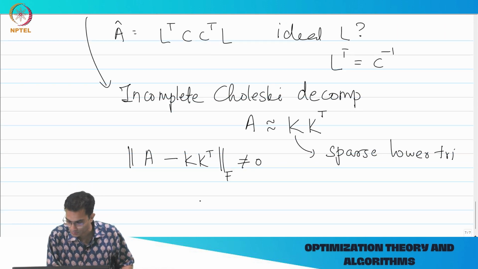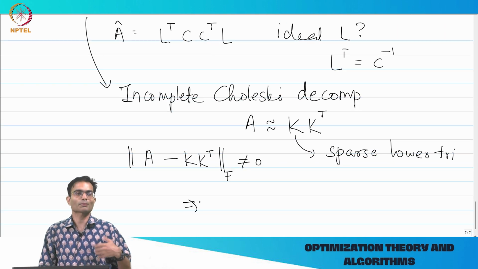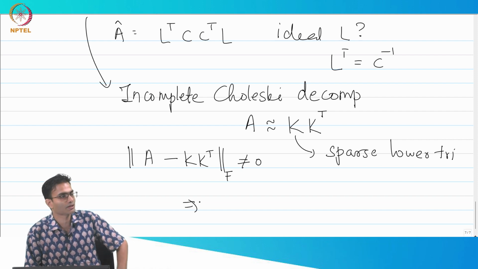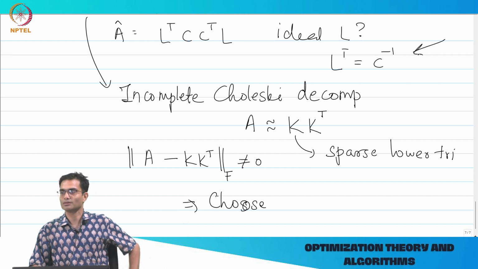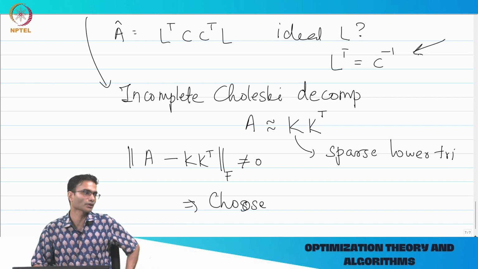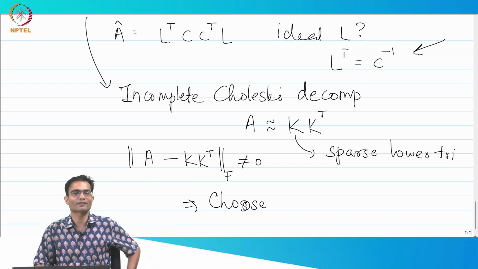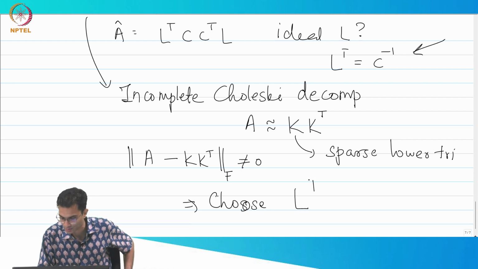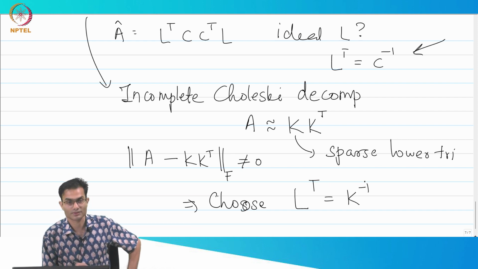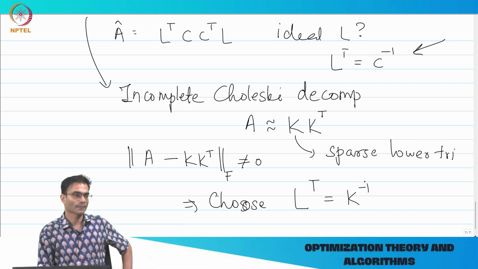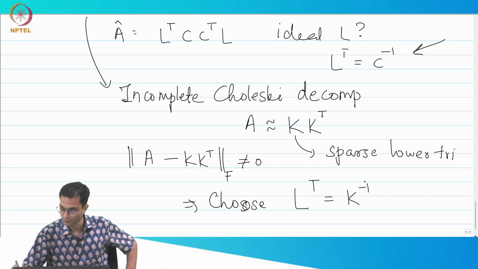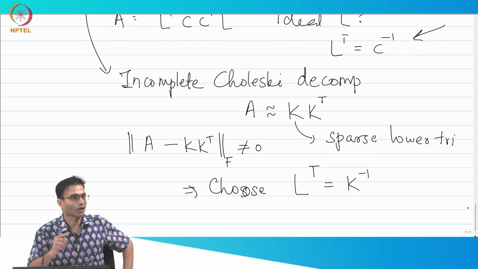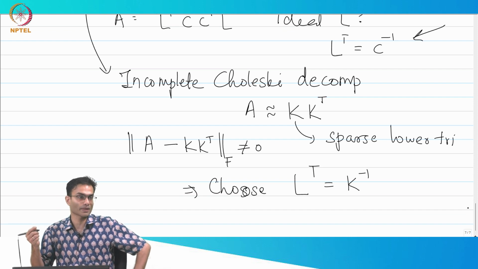So now comes the practical case. Now I can choose my L transpose to be what? Exactly like before. Here I had chosen L transpose to be C inverse, which we said is impractical because it's as good as having solved the problem. Now I have relaxed my requirements and say, okay, fine, L transpose is equal to K inverse. So far it's good because K is inexpensive to compute, right? Now the question is, what about K inverse? K inverse may not be very nice, right?